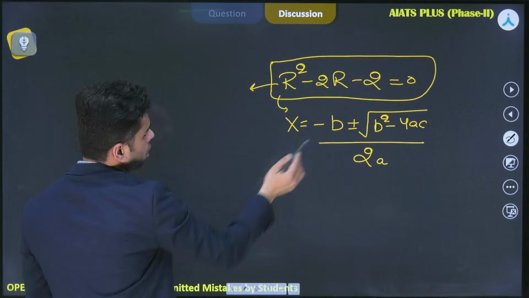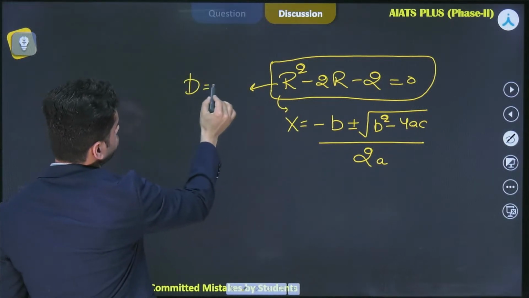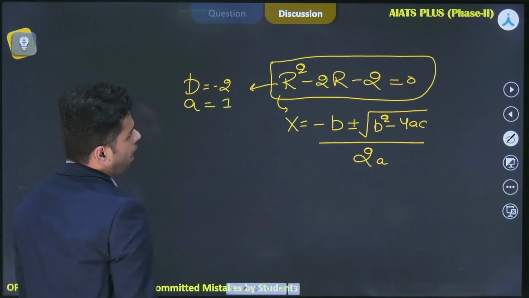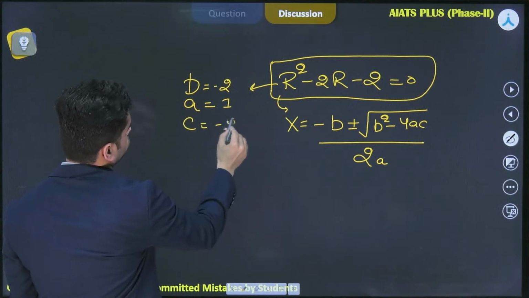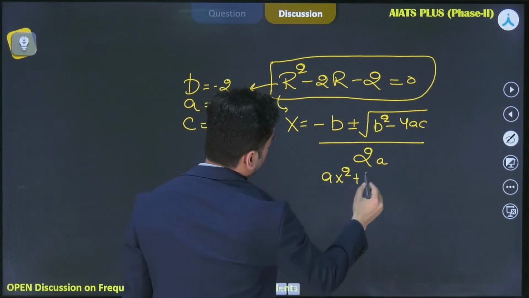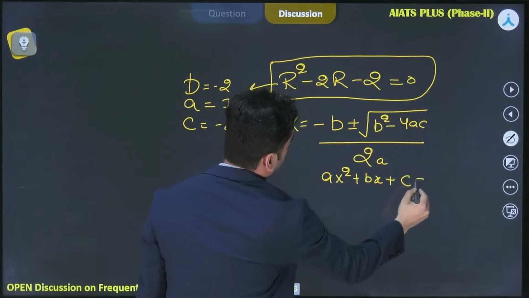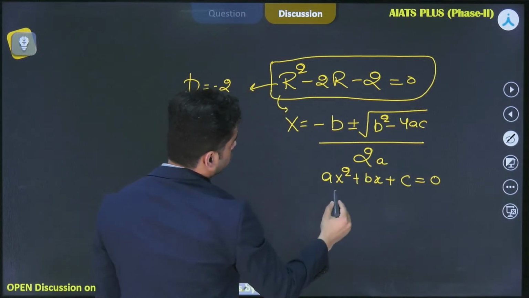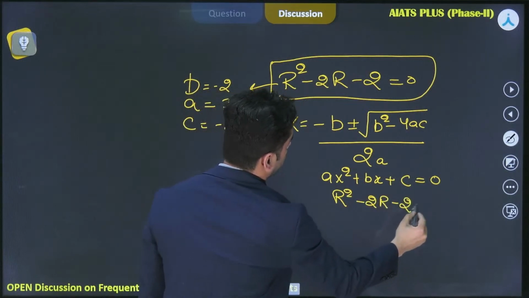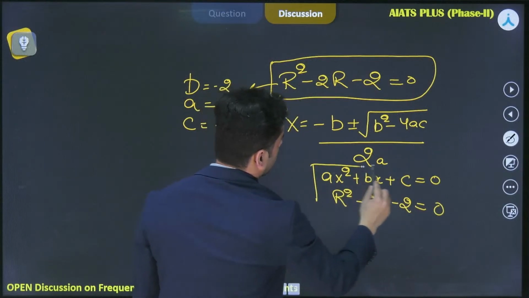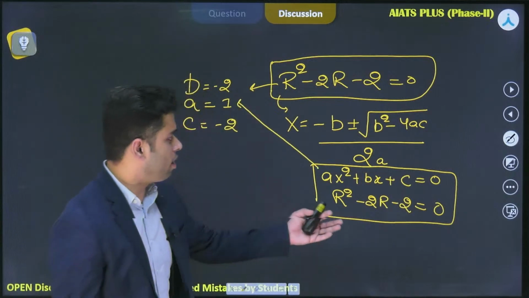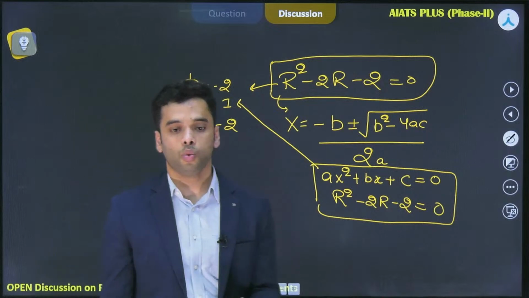Now, if I look at this quadratic equation, the value of b over here is minus 2. The value of a over here is 1. And the value of c over here is minus 2. Because the standard form of the quadratic equation is ax square plus bx plus c equal to 0. If you compare this with our quadratic equation, it is r square minus 2r minus 2 equal to 0. Now you can do a parallel comparison of both these equations and you will get to this part. So the value of b is minus 2, c is minus 2, and the value of a is 1, right?